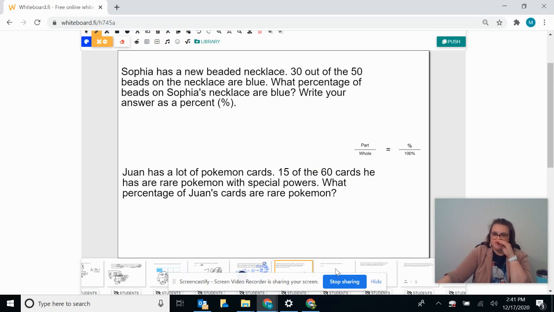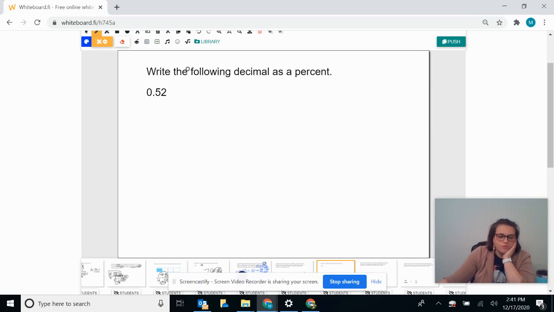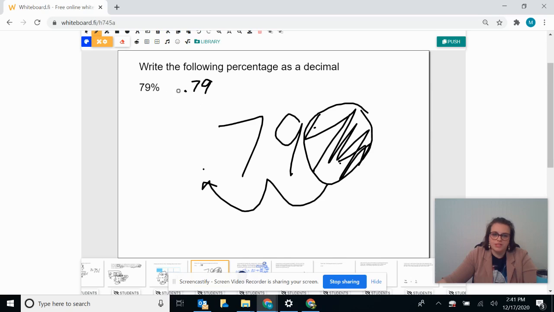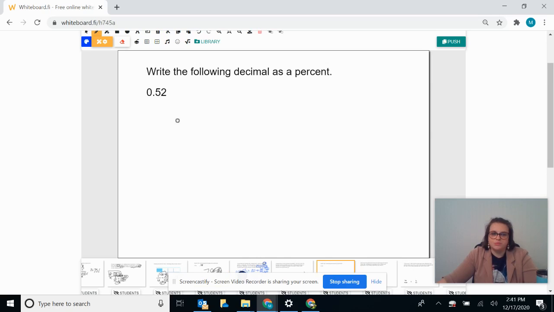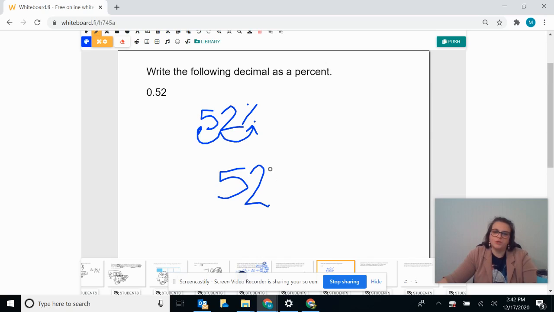All right. Let's do this one really quickly. Write the following decimal as a percent. Okay? We're just going to do the opposite of what we did with our percent to decimal. Now, since we're going from decimal to percent, we're just going to take our decimal and move it to the right. All right? And then instead of a decimal, it becomes a percent. So then 52% is our answer.